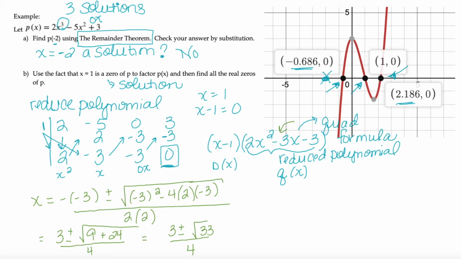Our three solutions then are x equals 1, that was given. We used x equals 1 to reduce the polynomial, so we could identify the other solutions. We then used the reduced polynomial with the quadratic formula to find the other two solutions as 3 plus the square root of 33 over 4 and 3 minus the square root of 33 over 4, which you could utilize your calculator to find that the decimals match what we see in Desmos. Let's head to slide 4.